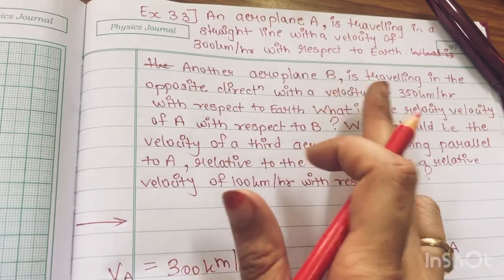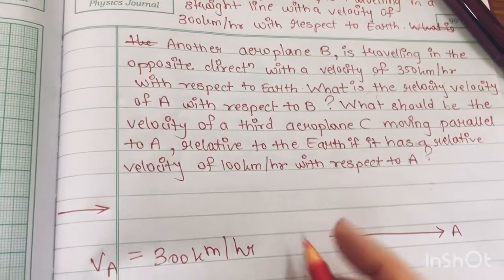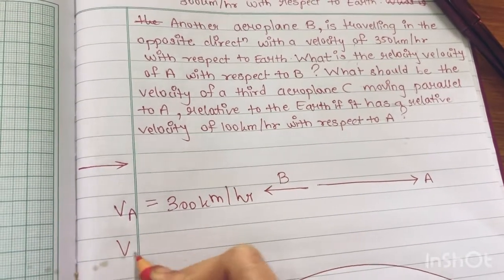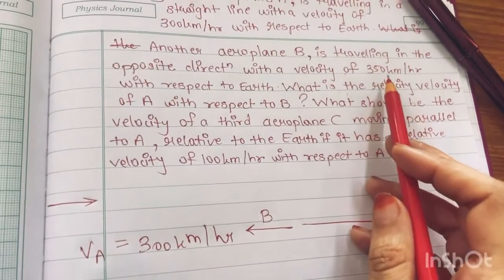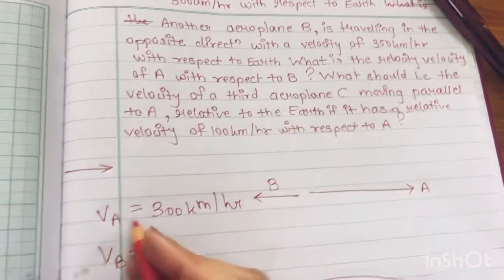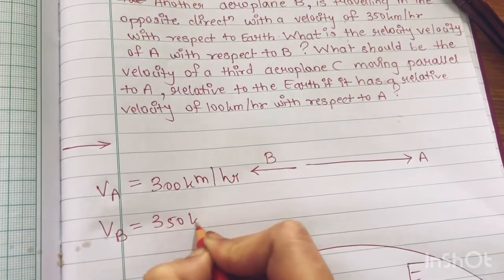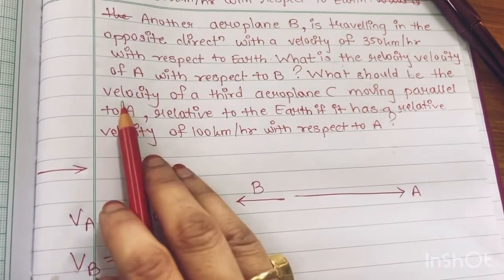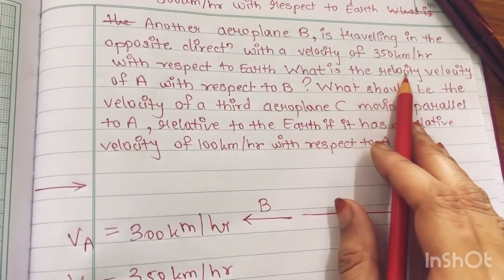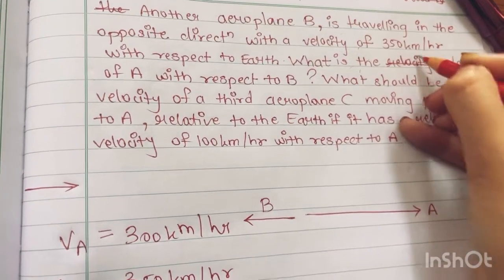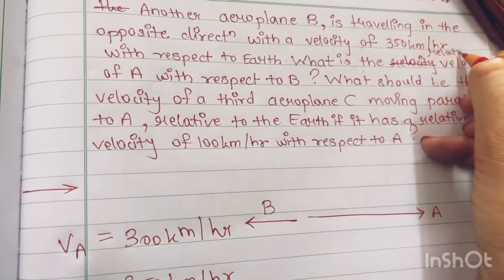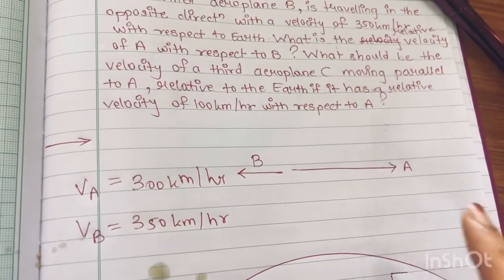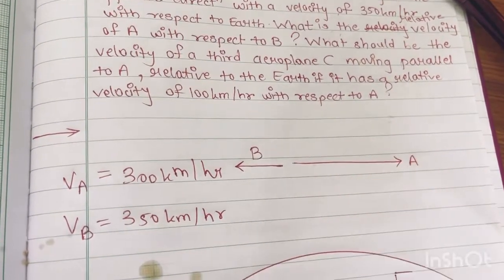Then another aeroplane B is traveling in the opposite direction. So VB is given as 350 km per hour with respect to Earth. Now what is the relative velocity of A with respect to B? Relative velocity of A with respect to B.